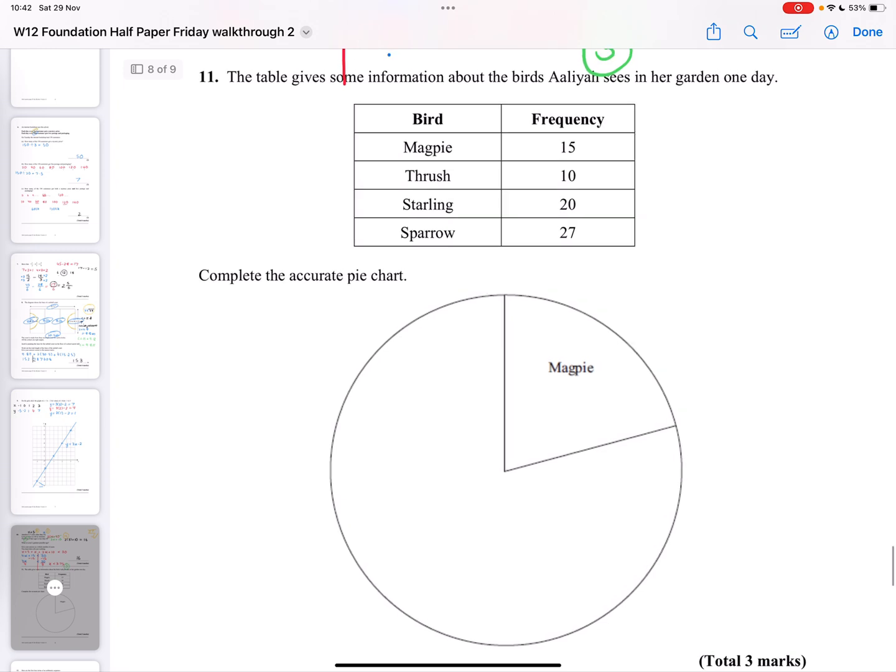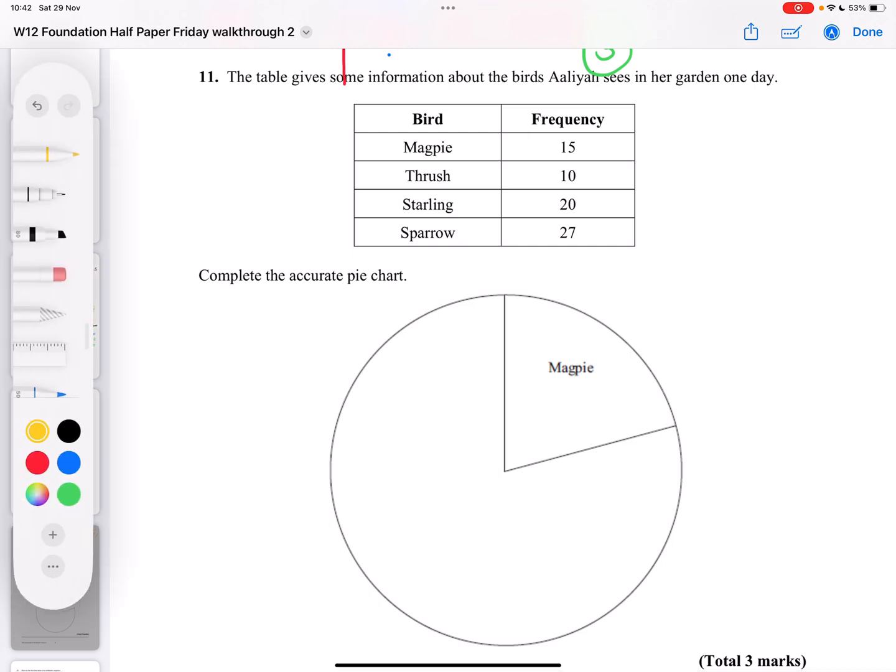Question 11 is a pie chart. Underneath the column where it says bed, I'm going to write the number 360 divided by the total of 15, 10, 20 and 27. So 15 add 10, add 20, add 27 is 72. And that gives me an angle for each bed being 5 degrees.